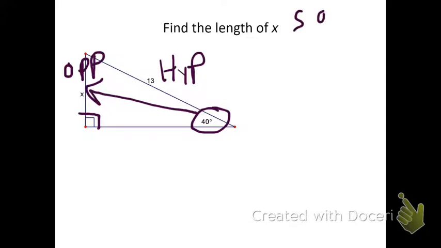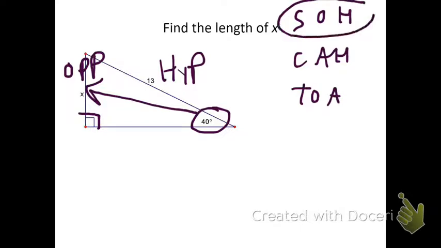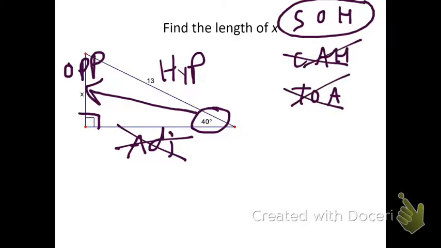So if you write out Sohcahtoa, there's two ways to think about it. One is what I just said: since it's opposite and hypotenuse that we're using, we use sine, right? Or you can think of the adjacent leg and realize that we don't know the adjacent leg and we're not looking for it, so we don't need to use cosine or tangent because they both involve the adjacent leg.